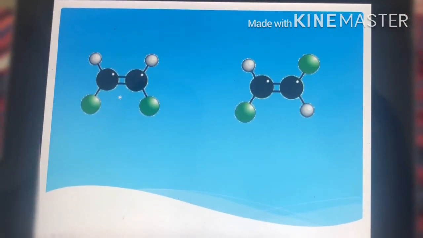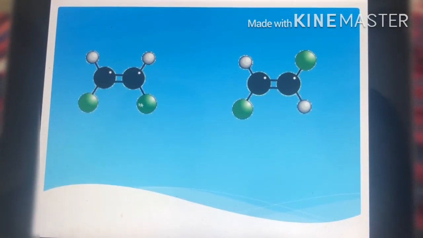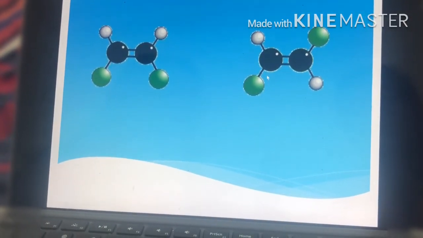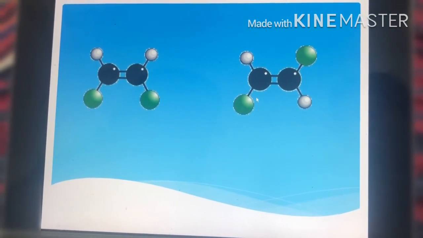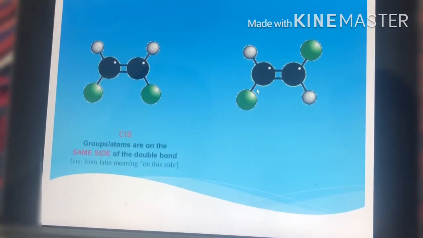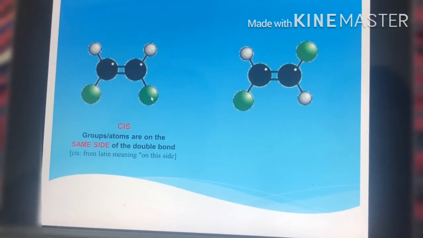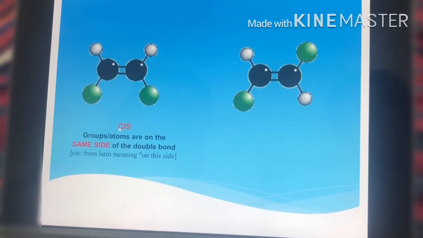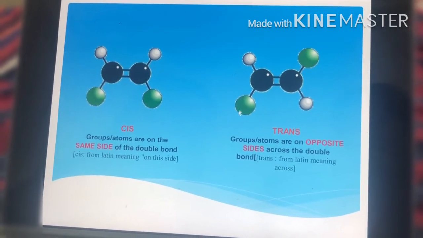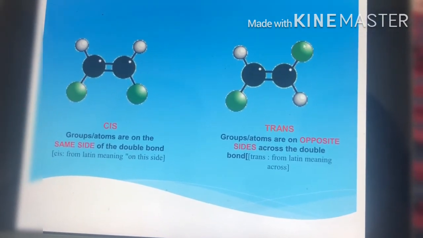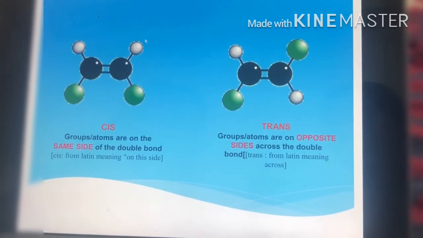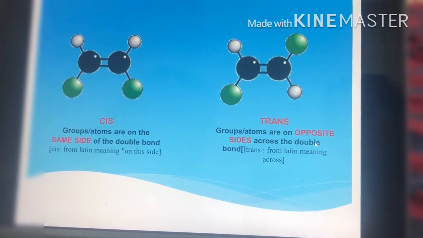Now we have two compounds where the same atoms are present on the same side, or the same atoms are present along opposite sides. But what do we name them? Because these are known as isomers, two isomers. So these are the names. The atoms which are present on the same side along the double bond are known as cis isomers. The atoms or groups of atoms which are attached opposite to each other along the double bond are known as trans. So we will say this is the cis isomer and this one is the trans isomer.